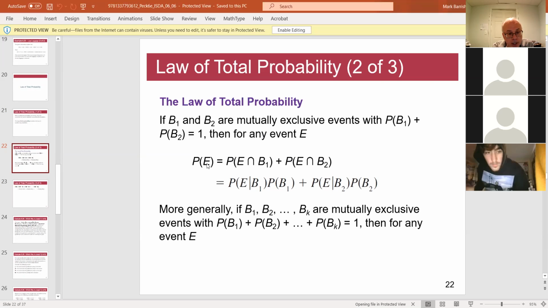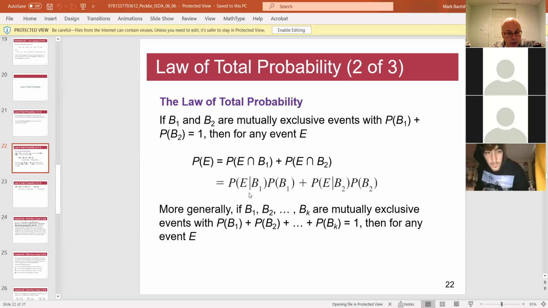So the probability of E is equal to the probability of E and B1, plus the probability of E and B2. So E can only occur with B1 or with B2, and that's it. It can't occur under any other circumstances. This is called the law of total probability. Probability of E occurs either with B1 or B2.